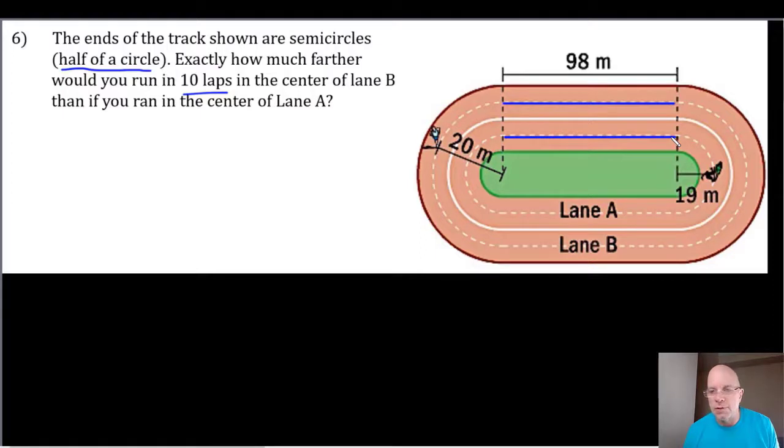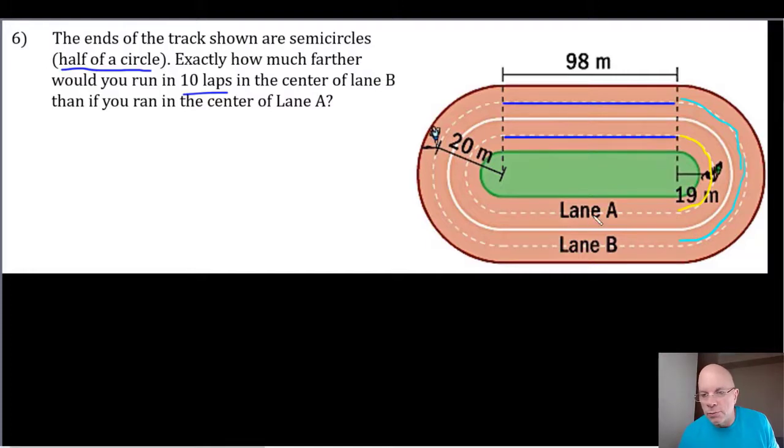And so those sections of the track can be disregarded when you're finding the difference in the distance run by each runner. However, the circular portions of the track are certainly different. If you're in lane A and you're running in the center of that lane, you run this distance, while the runner in lane B would be running this distance, which is, it's hard to draw this, but which is clearly a greater distance.